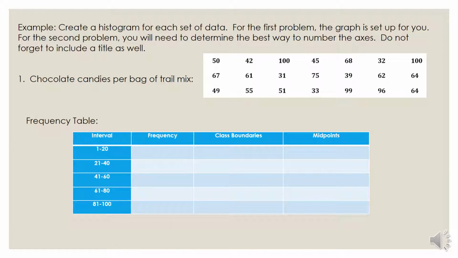This is where we're going to count up every data point that lies in that interval. And then we have the class boundaries, which is the halfway point between the end of one interval and the beginning of the next interval. And then the midpoint, which is the halfway point of the interval itself. So, for example, the halfway point between 1 and 20, or the halfway point between 21 and 40. All right, so we're going to start by filling in our frequency column.